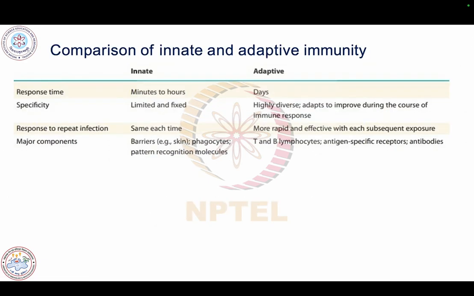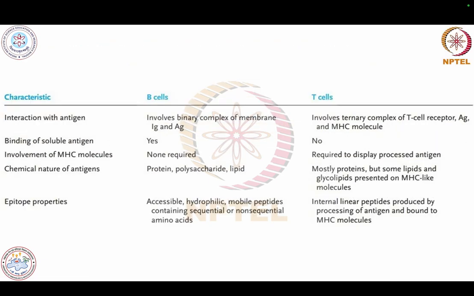So this is the characteristic of B cell and T cell. B cell involves a binary complex of membrane immunoglobulin and antigen. Binding to soluble antigen, yes. Involvement of MHC molecule, no. For B cell, the chemical nature of antigens can be protein, polysaccharide, or lipid. Epitope properties: accessible, hydrophilic, mobile, peptides containing sequential and non-sequential amino acids. For T cell, we'll discuss this more.